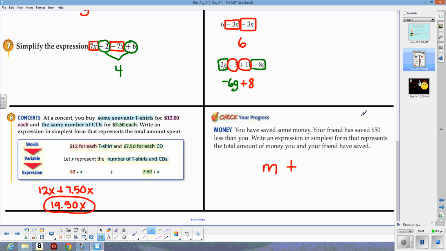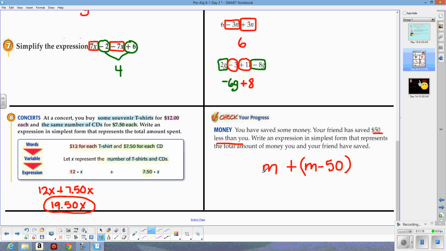And now my friend has saved 50 less than me. So 50 less than you is going to be M minus 50, because I saved M, and then your friend saved 50 less than that. So M minus 50. And when we add those two things together, so here's my money plus my friend's money, those two things together is going to be our total.